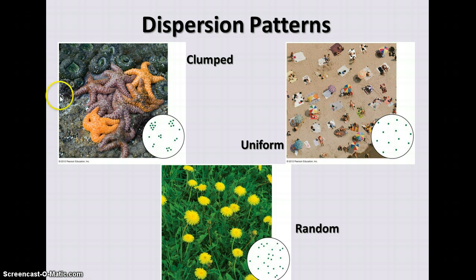Here's a clumped pattern with some starfish, and you see that the starfish in the population of this particular area are showing several different clumps in the circle here.